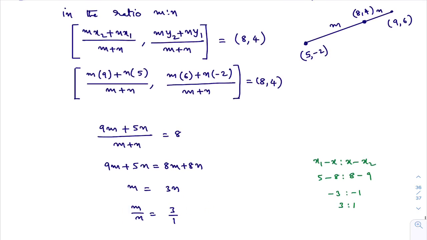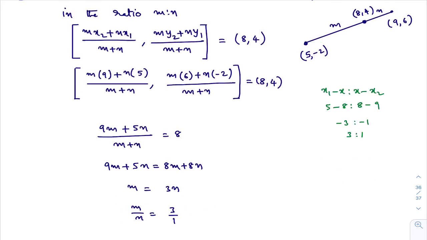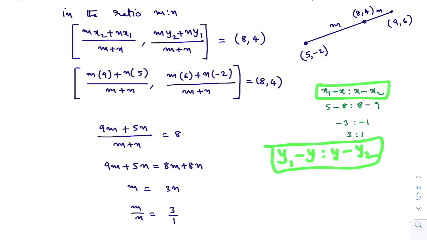What is the shortcut method? You observe, you take this point as (x1, y1), take this point as (x2, y2), and take this point as (x, y). Then, to find in what ratio the point (8, 4) divides the line joining these 2 points, this is the shortcut formula: (x1 - x) is to (x - x2). Not only this, you can use this formula also: (y1 - y) is to (y - y2). For this also we will get the same answer.